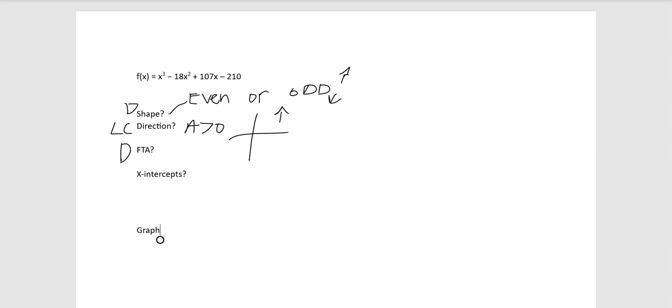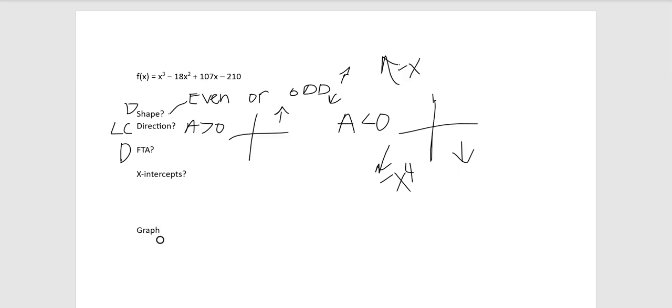If the leading coefficient, the A value, is a negative number, less than 0, then that tells me that the right side of the graph is going to go down. And the left side, again, will be based on the degree. An even degree would go in the same direction, so that would be something like negative x to the 4th, but an odd degree would go in opposite directions, like negative x cubed.